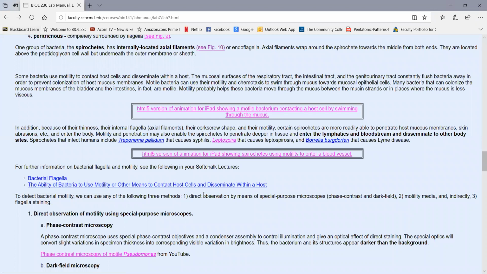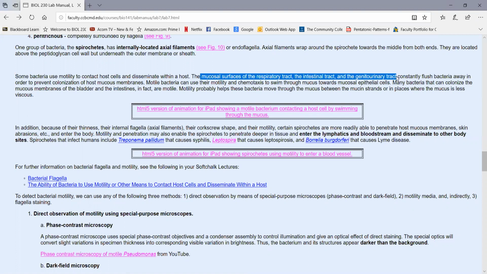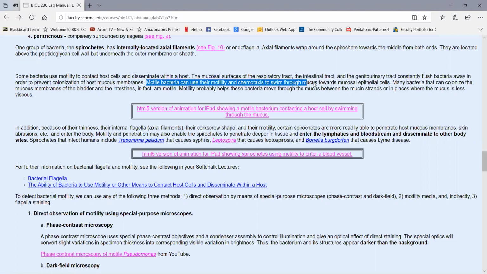We also saw that flagella can play a role in bacterial pathogenicity. For example, the mucosal surfaces of the respiratory tract, the intestinal tract, and the genitourinary tract constantly flush bacteria away to prevent colonization of the host mucous membranes. But many motile bacteria can use their motility and chemotaxis, or they swim towards an attractant in this case, to swim through the mucus towards the mucosal epithelial cells in order to make contact with those cells and eventually colonize.